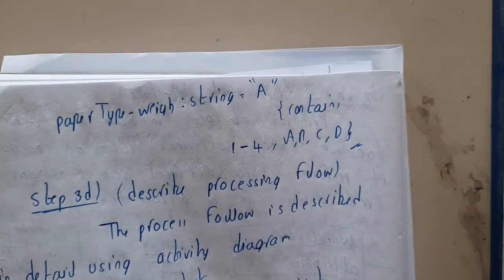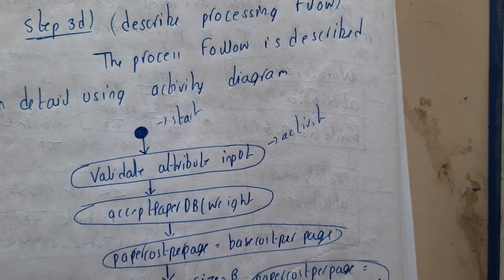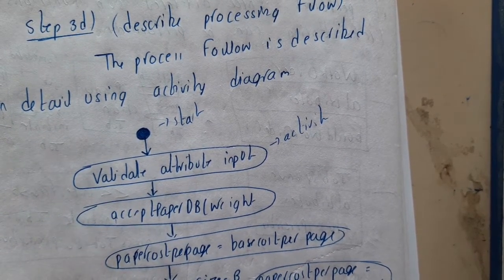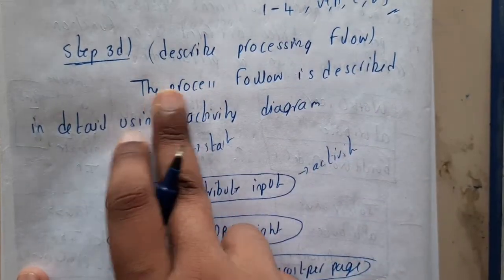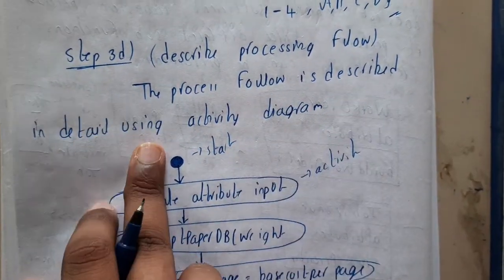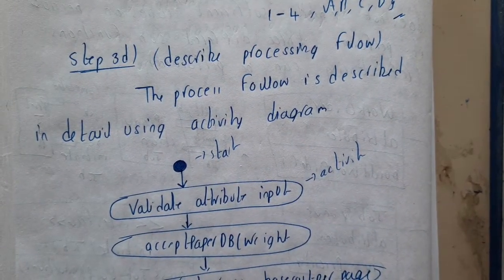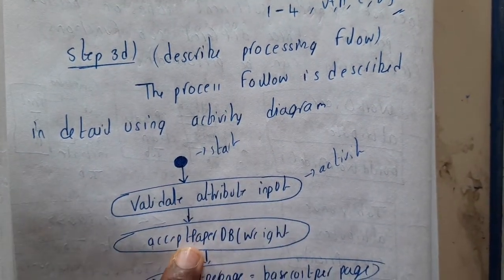The fourth step is what we have been waiting for. It is the flow, guys. Here you will be designing the flow. The previous third step parts you might not be understanding, but this is really simple and clear, guys. Okay, describe the processing flow. The process followed is described in detail using an activity diagram. I hope everyone remembers the activity diagram. We did discuss that in one of our lectures. So initially you will be starting it.